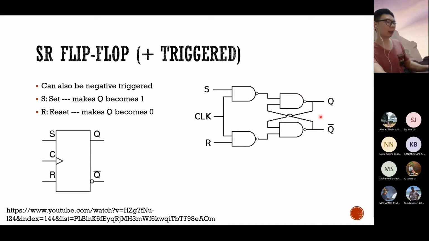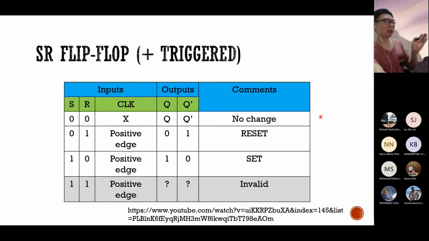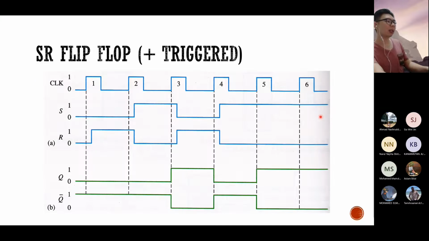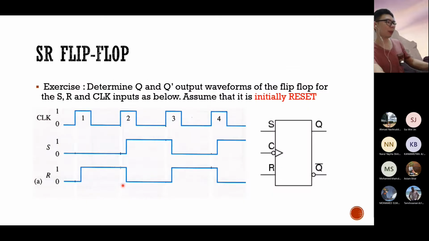So we went through the D flip-flop, and then we also went through the SR flip-flop. The circuit looks like this, and we also went through this truth table, the characteristic table and what the difference is, and also this timing diagram. We didn't go through this one in the class; I left it as an exercise for you to determine the output when you're given this waveform, assuming that initially it's reset. So hopefully you did this exercise at home.